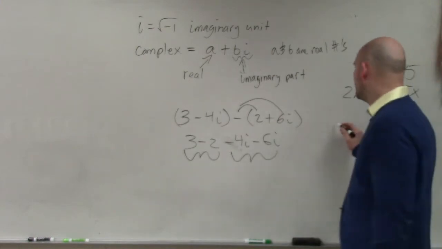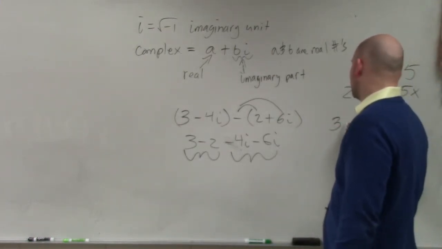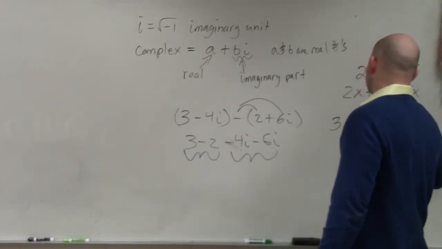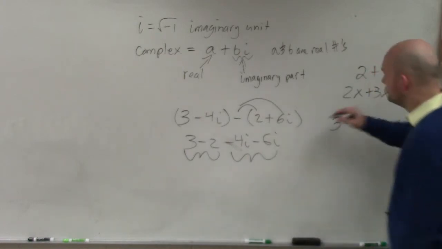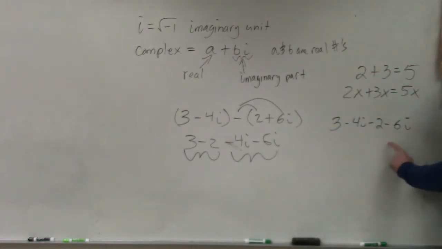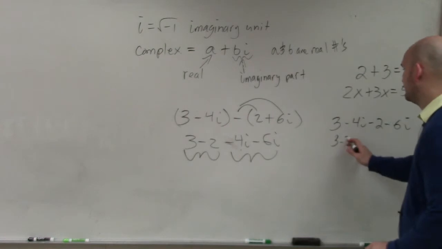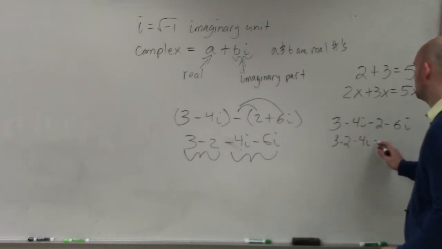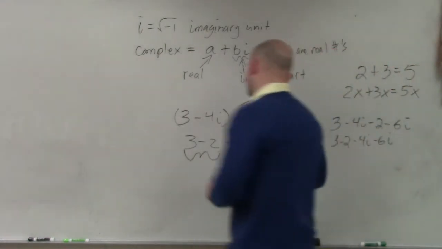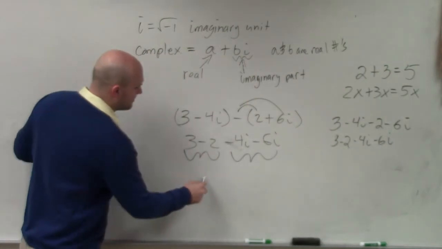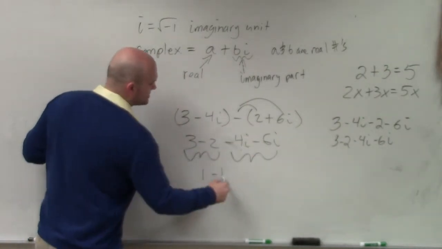So basically, you could also, if you distributed, do it like this: 3 minus 4i, minus 2, minus 6i. If you distribute it, it would look like this. Then you just rearrange everything. Okay. Does that make sense? Okay. Well, let's do that. 1 minus 10i.